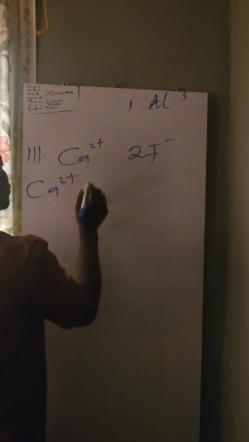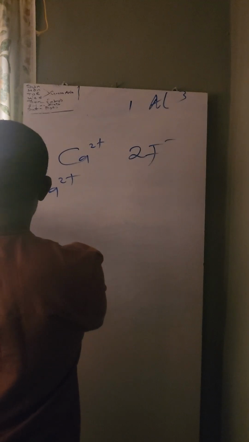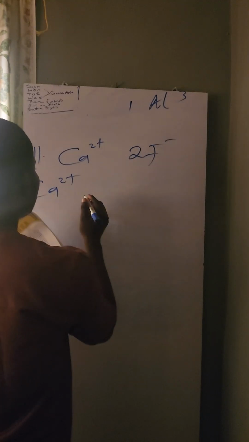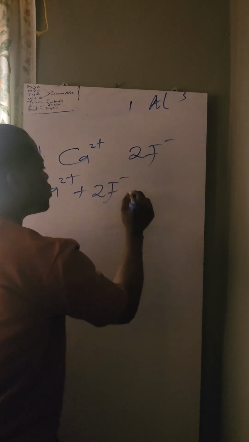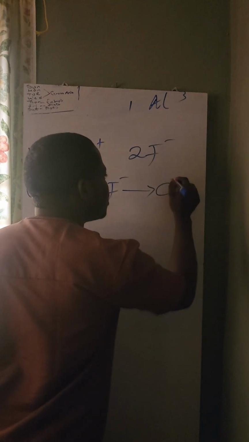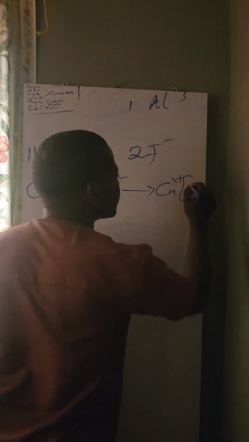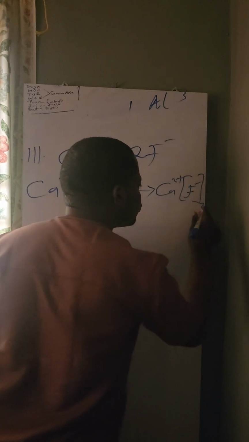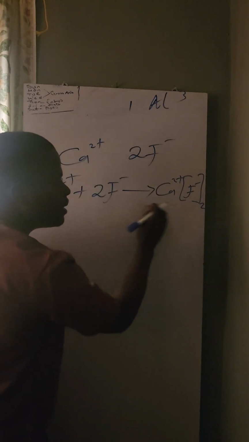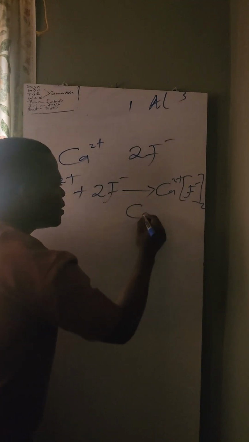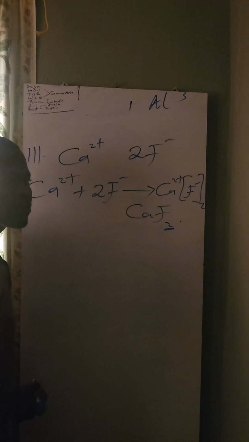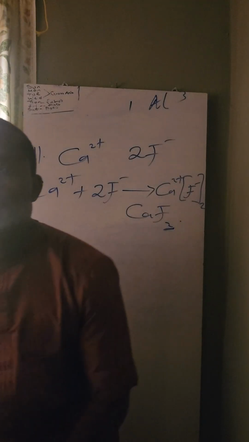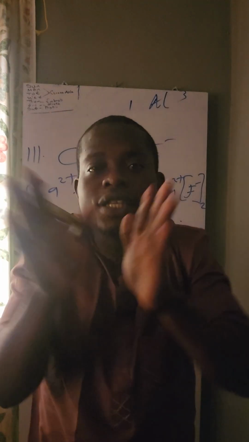Here now, one calcium ion, Ca2+, combines with 2 fluorine ions, 2F minus, to form what? This is Ca2+ with 2 F minus, 2 fluorine ions. But simply, we can write this as CaF2. It has become CaF2 because 2 fluorine ions came. This is how we write the chemical formula for an electrovalent compound.